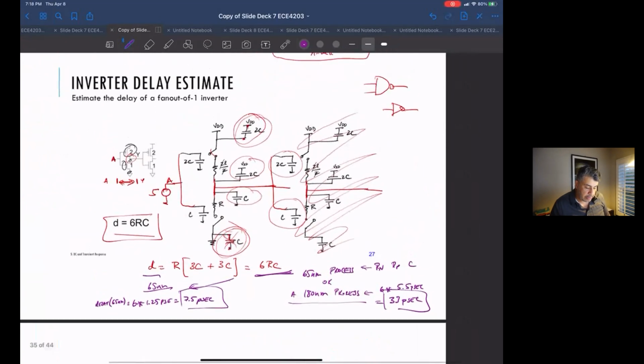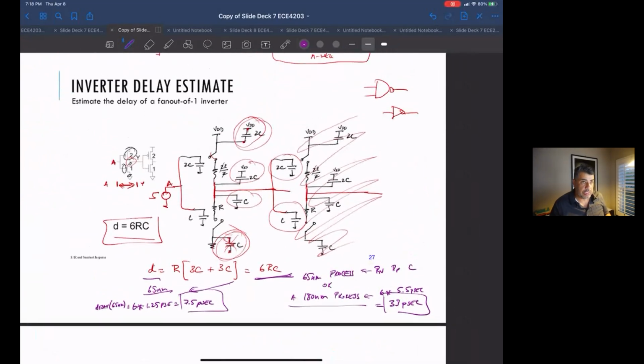So you can see there are several degrees of simplification here, which is nice because regardless of the process we're in, if we have a minimum size inverter driving another minimum size inverter, it's going to have this 6 RC delay, and I can just multiply that by the RC of a particular process to figure out the actual delay in that process.